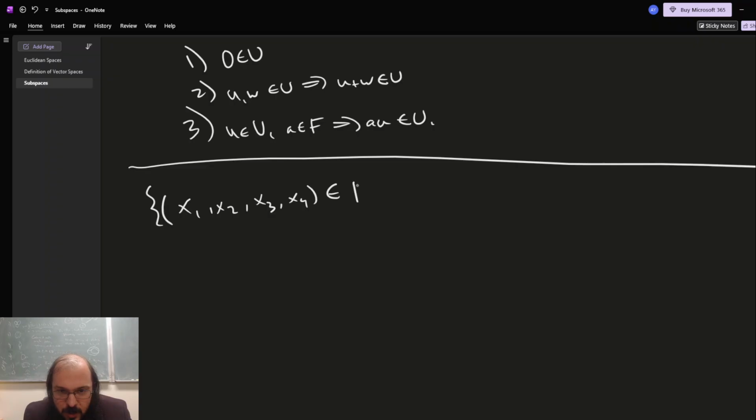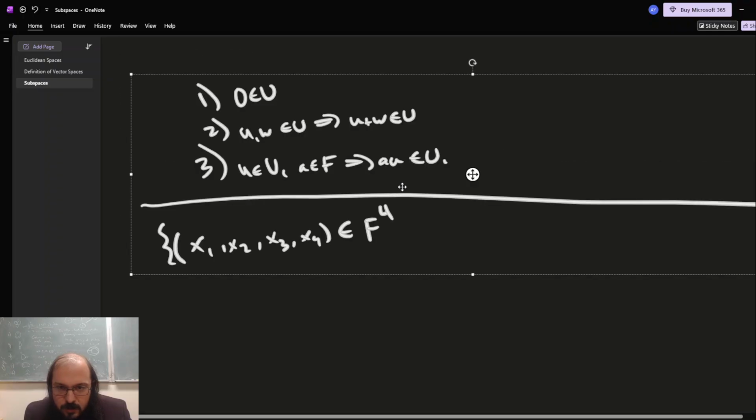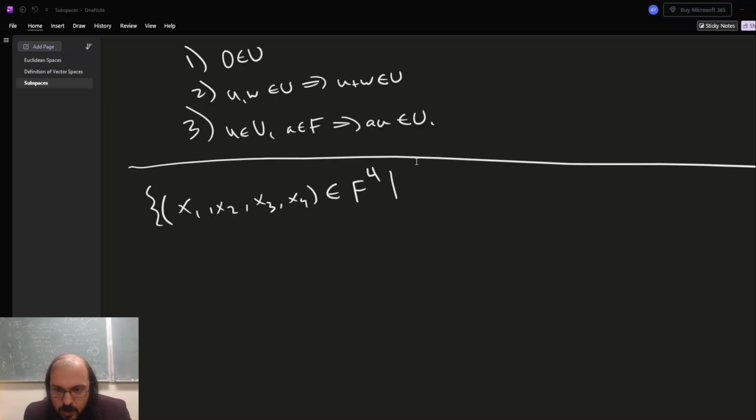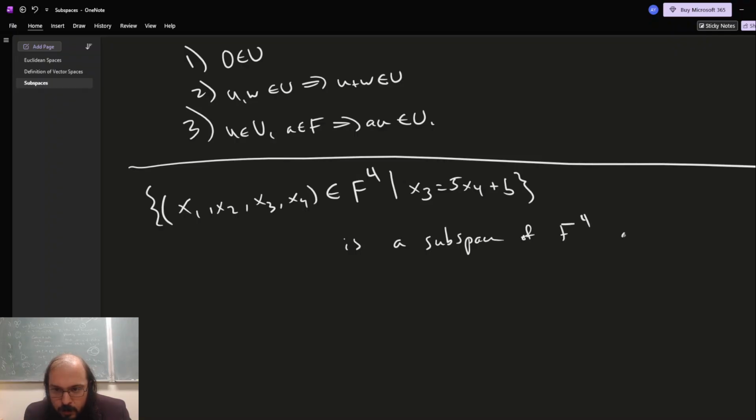Let's put this in F^4. And then we insist that x3 equals 5x4 plus a number b. Axler tells us that this is a subspace of F^4 if and only if b equals 0.